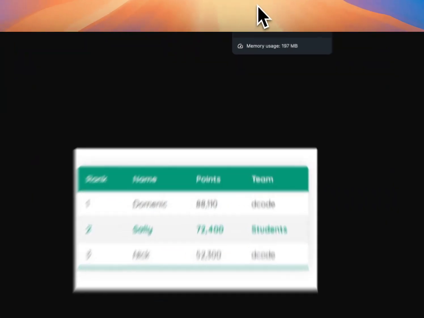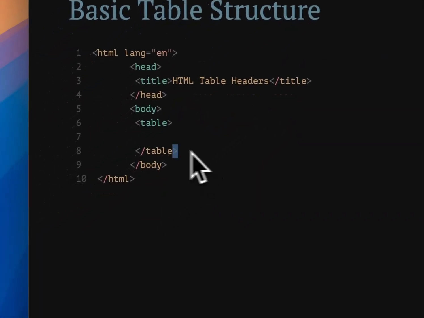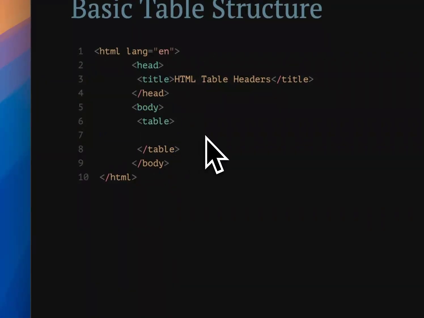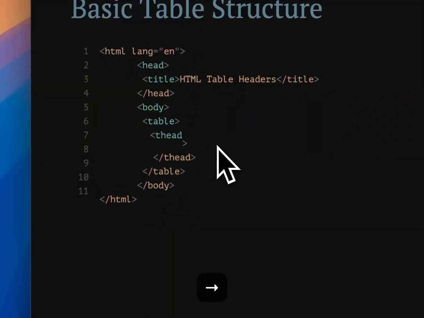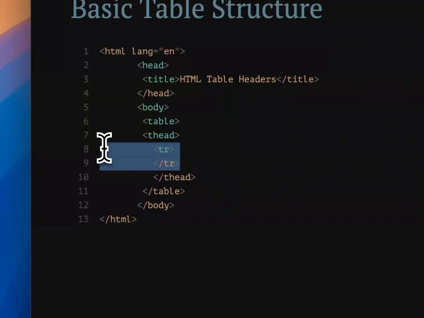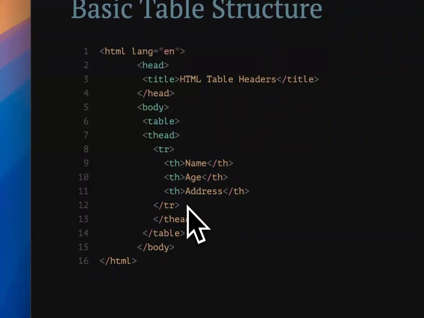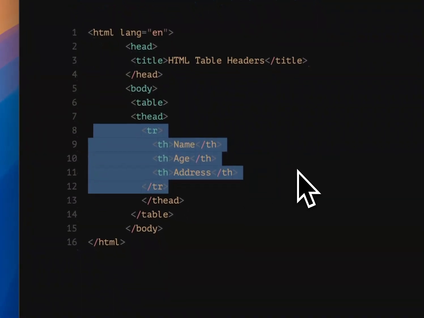Let's define the table using HTML. Here inside the table tag, first we define the head of the table. We define the head of a table using the thead tag. Inside the head we define the row of the head, and inside this row we define the data of the row.